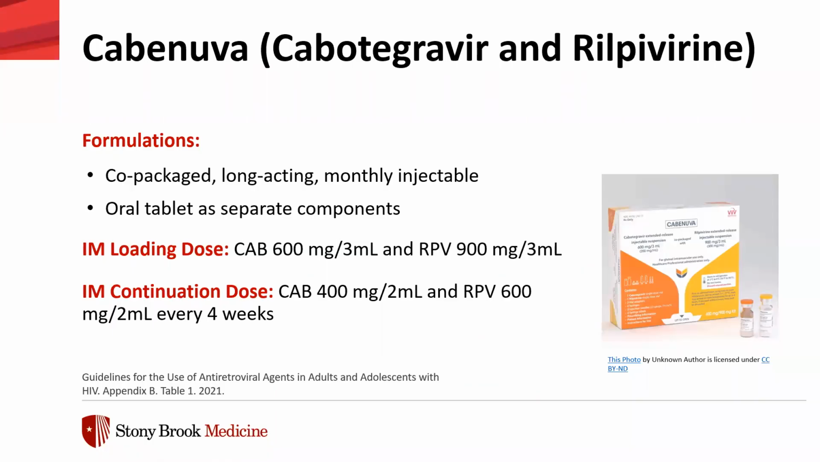Cabenuva is available in 2 formulations: as a co-packaged monthly injectable, as you can see in the picture on the right-hand side, as well as an oral tablet as separate components. The dosing for Cabenuva is an intramuscular injection that needs to be administered by a healthcare professional in a healthcare professional's office. There is a higher loading dose followed by monthly continuation doses that are slightly lower.